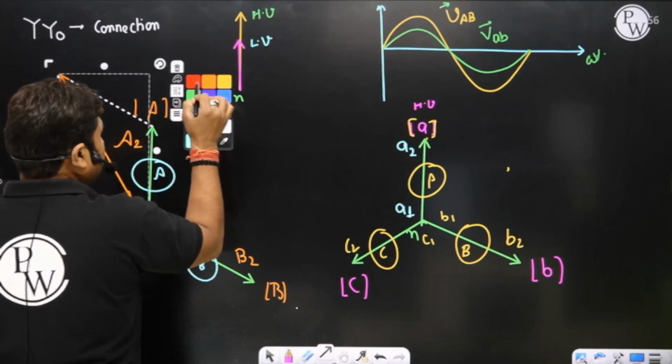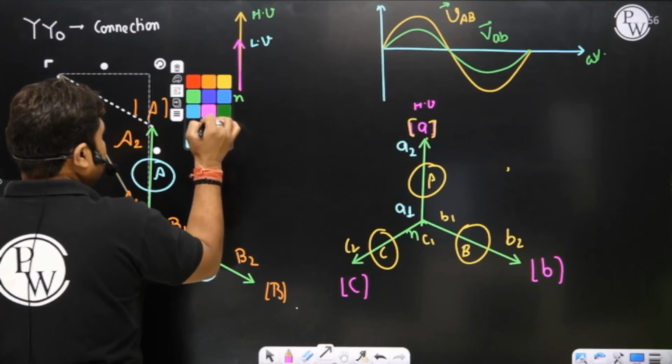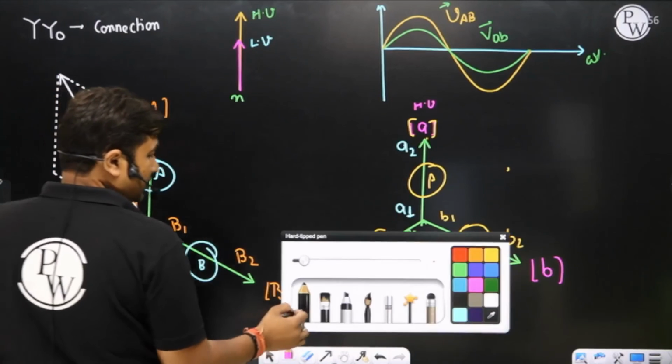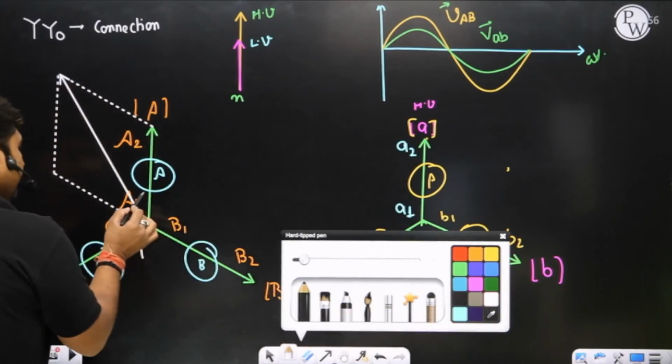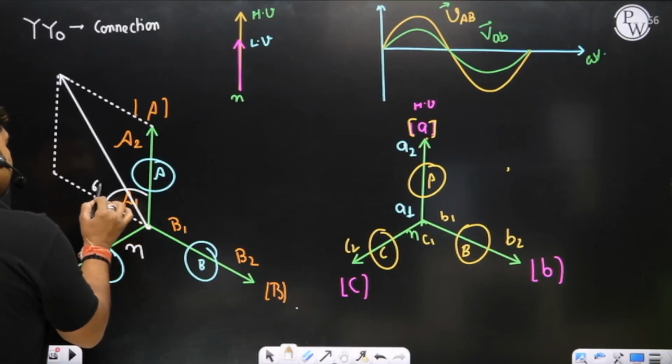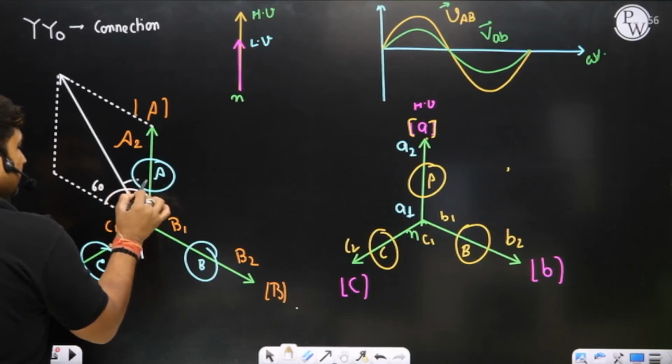This is your line to line voltage, VA minus VB. Can I represent it in this way? Yes, sir. This is your line to line voltage VA minus VB. What is this angle? 60 degree. What is this angle? Sir, 30 degree.